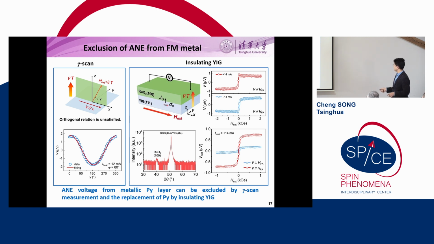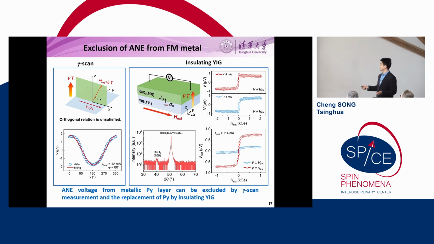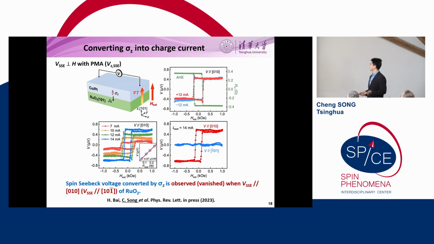Also, when we measure the voltage perpendicular to the field and linear direction, the signal is almost zero. A little bit of signal may be from the defects of the films. When the measurement voltage is along the field and linear direction, the signal is large. From these two experiments, we exclude the anomalous Hall effect from the permalloy.